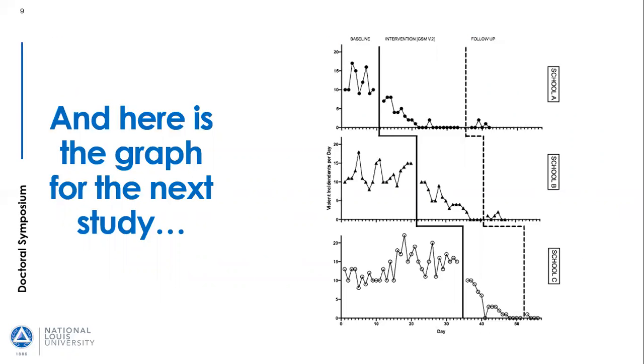So this is the study we're working on now. This is not published yet, like the other three. But this is a continuation of what we did from the last slide. This is a multiple baseline design, and these are 3 schools. This is documented incidents or reports of violence, either verbal or physical.